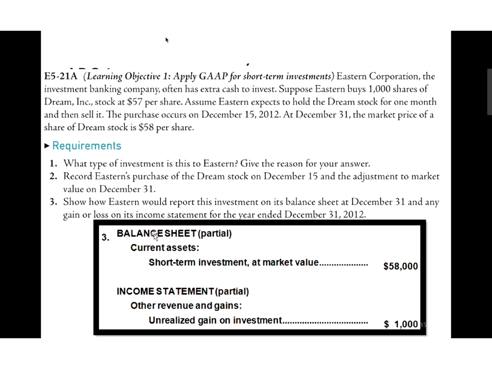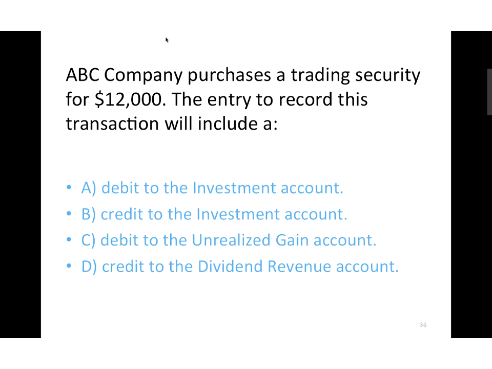Okay, so I think I have a question here. Today especially, I want to talk about strategies for answering questions. So this question: ABC company purchases a trading security for $12,000. So that's the event, the economic transaction that went on. The entry to record this transaction will include what? I'm going to pause while you write that. So ABC company purchases a trading security for $12,000. The entry to record this transaction will include a what?